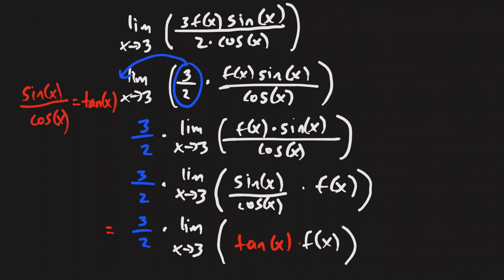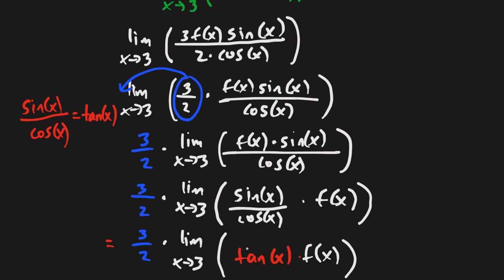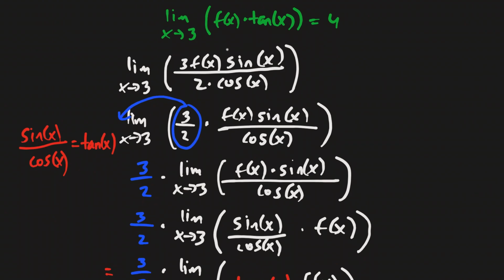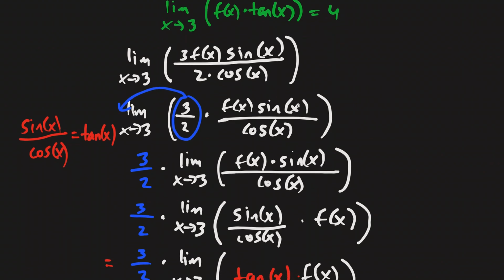So now that we have this, this looks a lot more appealing. So this thing right over here, we can scroll up to find. This is exactly what we have down there, and this is going to be equal to 4. The limit as x approaches 3 of f of x times tangent of x is going to be equal to 4. So that's exactly what we have here.